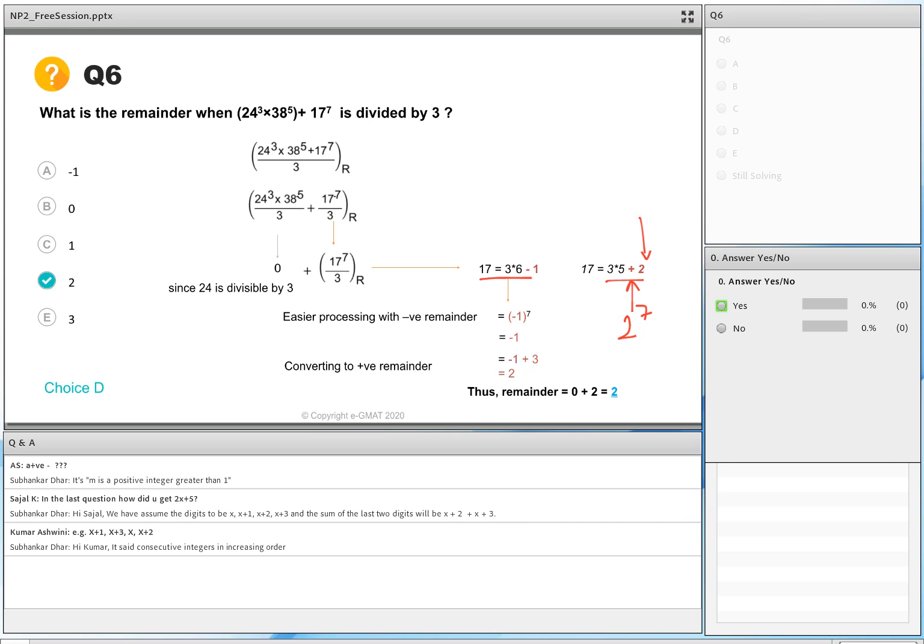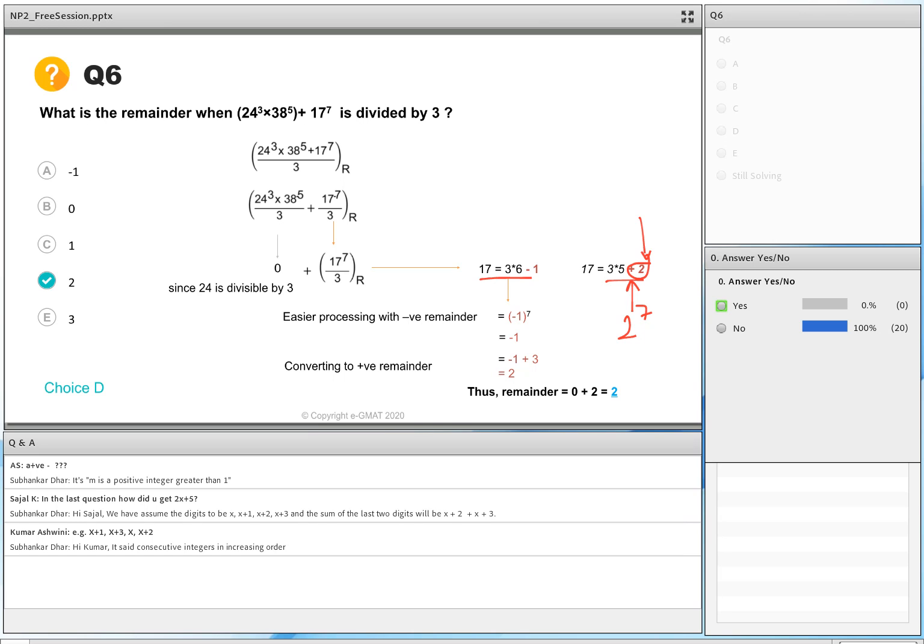Would you be calculating 2 to the power 7? Or let's say it would have been 3 to the power 7. Would you be calculating 3 to the power 7 in the exam hall? Or maybe 4 to the power 7? Obviously not. So what I'll do is I'll write 2 as a negative remainder.